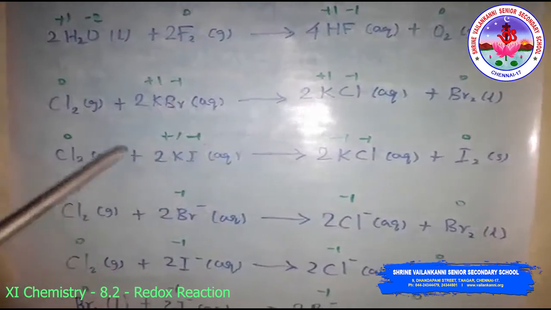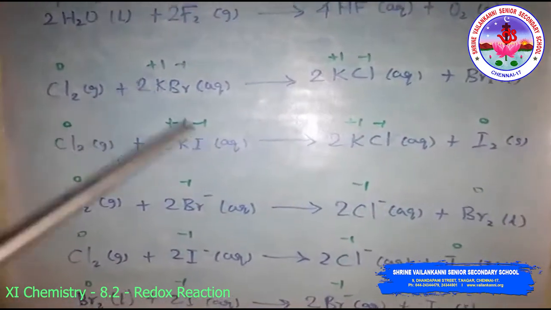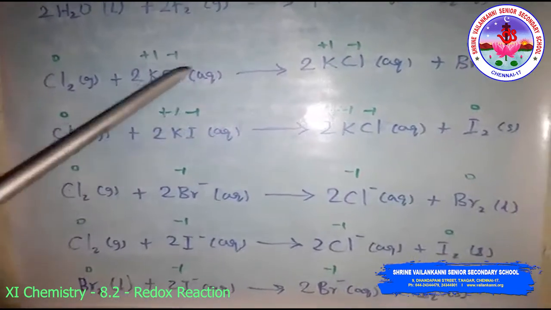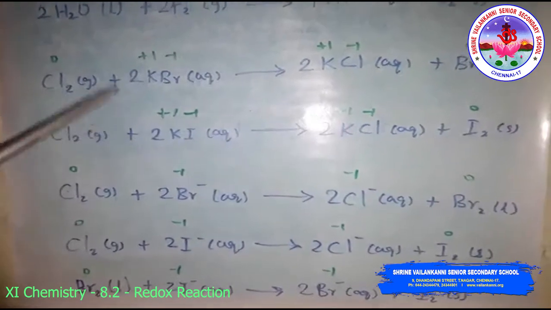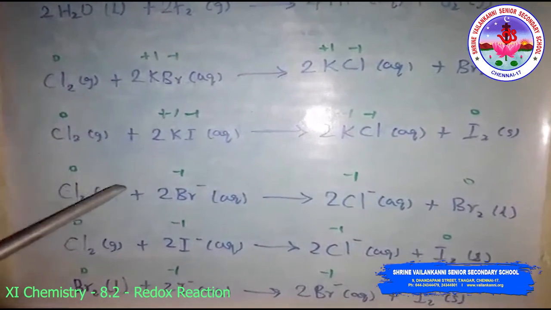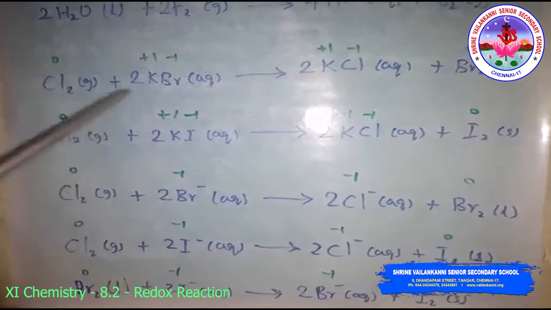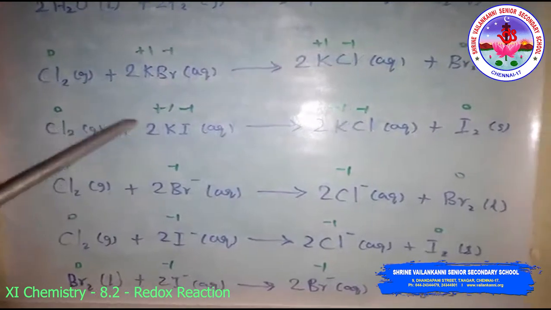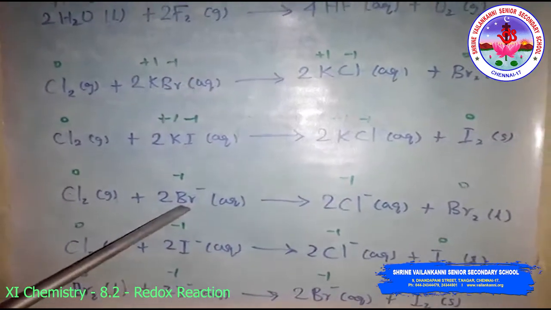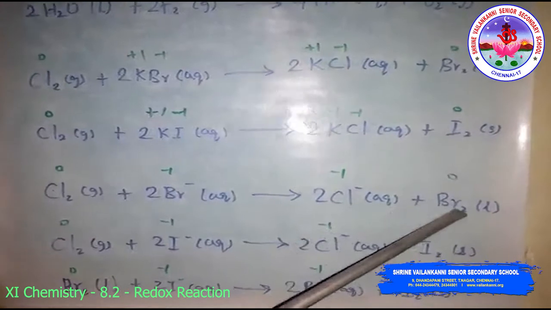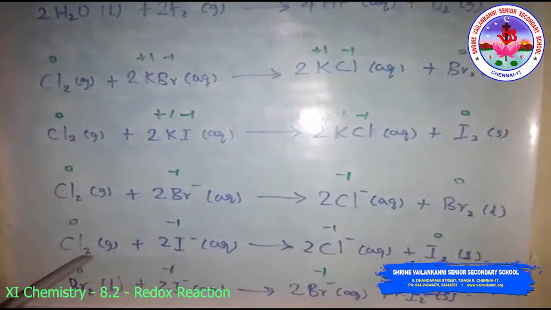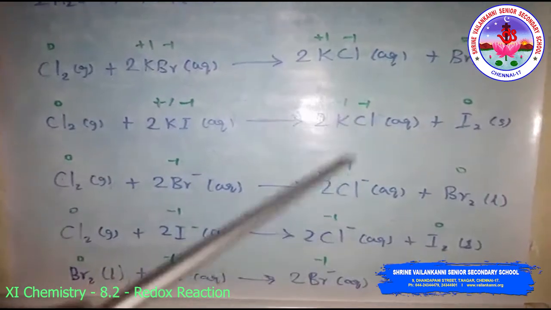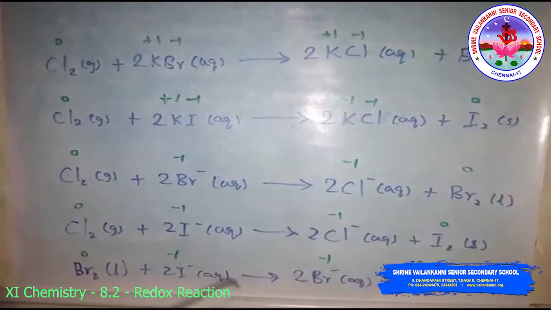Here the bromine and iodine are colored and dissolved in carbon tetrachloride, and can easily be identified from the color of the solution. We can write these reactions in ionic form. The first is Cl2 with 2Br minus, which gives Br2 and 2Cl minus. We don't need to write KBr, just Br minus. The second reaction in ionic form is Cl2 reacting with 2 iodide ions to give 2Cl minus ions and iodine.